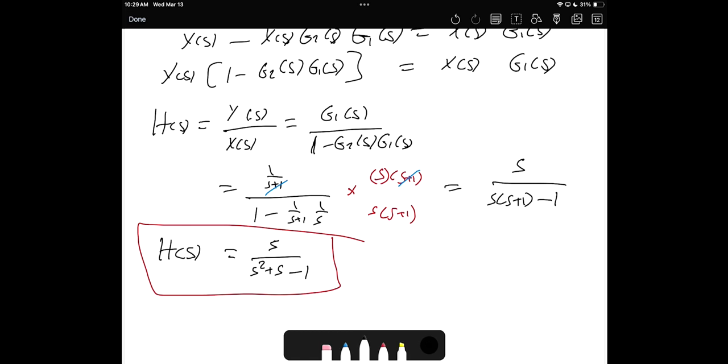Yes. How did you get y of s equals g1 of s? Where? In the transfer function right here, you said y of s numerator. Yeah, y of s over x of s. That's not what you get. It's g1 of s. So here is y of s, here is x of s. Divide by x of s both sides, so it will be y over x. Then divide by 1 minus g2 g1 both sides. Any other question?